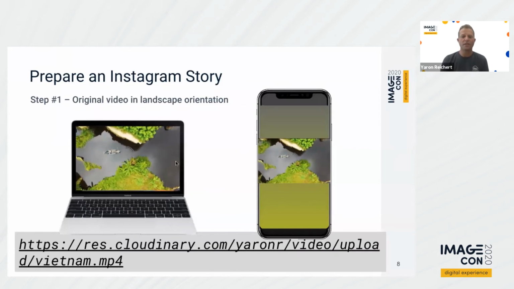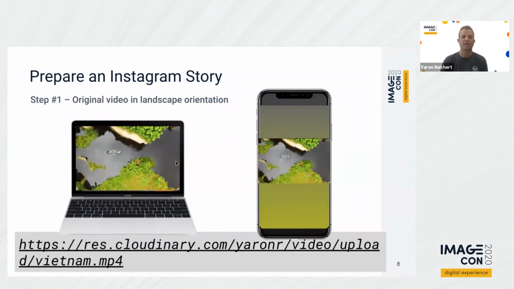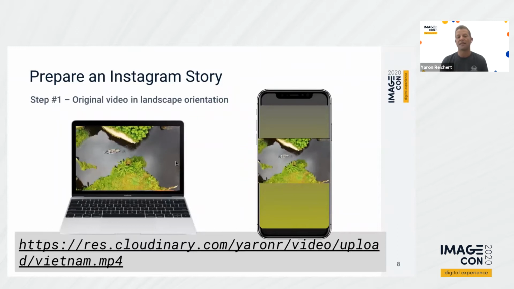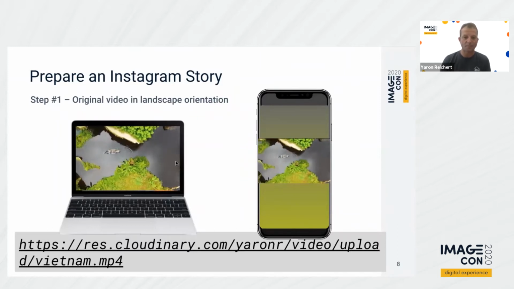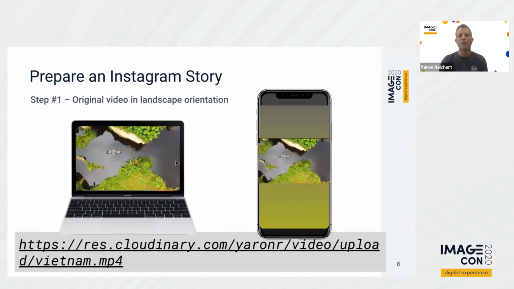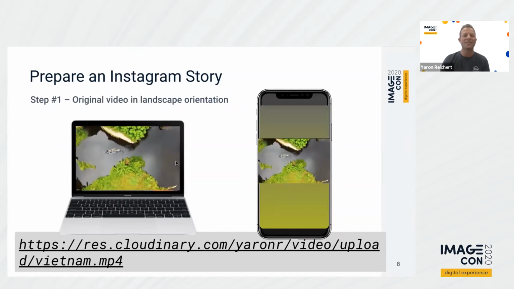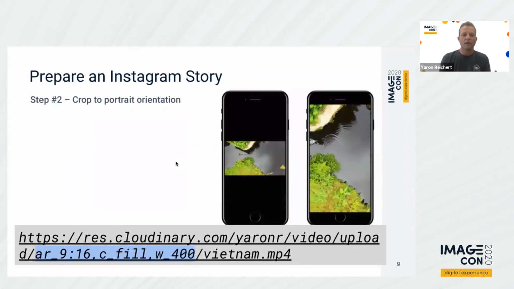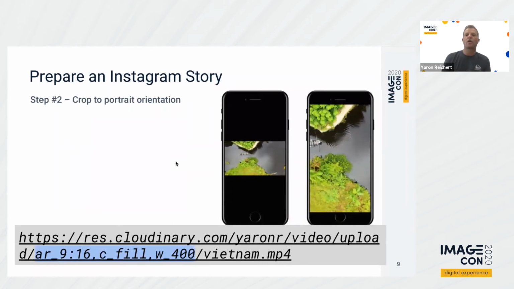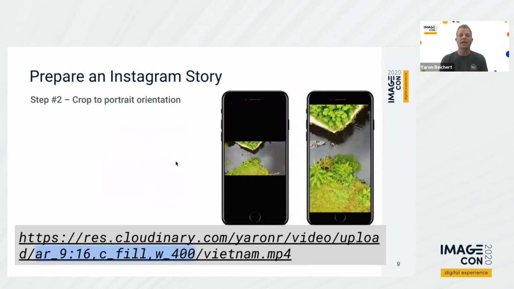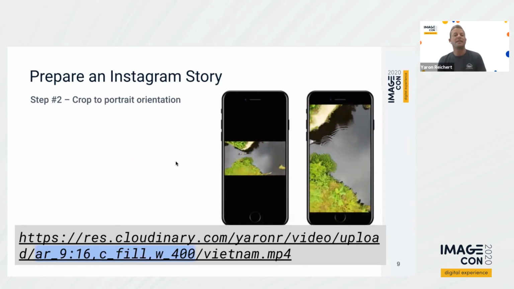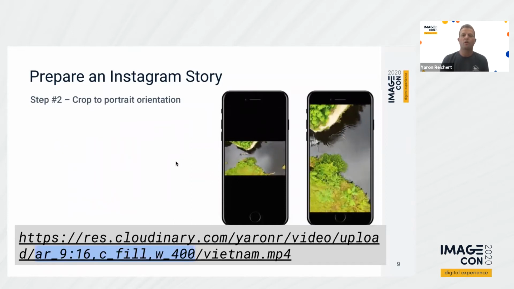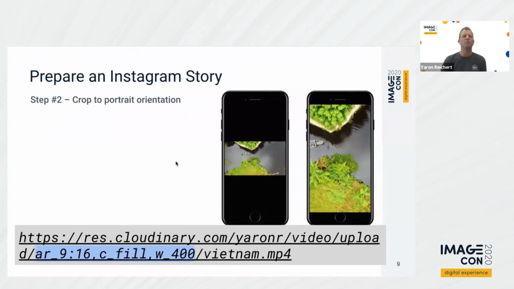The URL that you can see at the bottom of the screen is a standard MP4 video file that I've uploaded to Cloudinary. Now, let's see how we crop the video so it will look nice on a vertical screen. So in this scenario, we are cropping a landscape 16:9 to a vertical 9:16 video. But when we are cropping, we must know that some of the video will be lost.